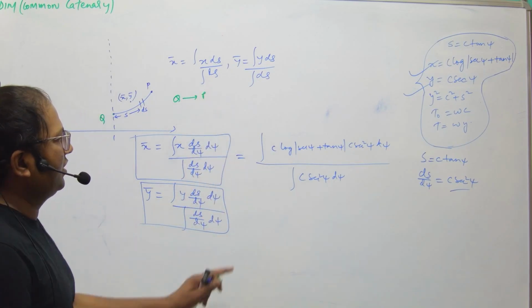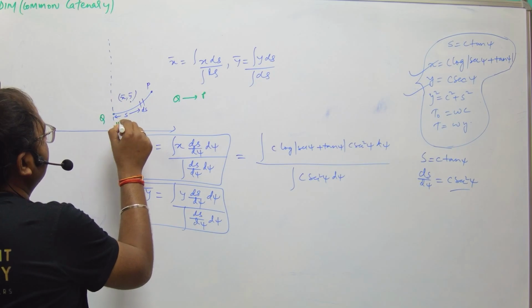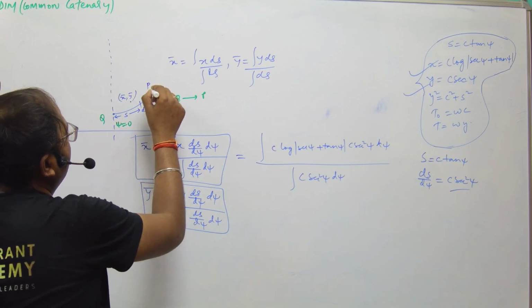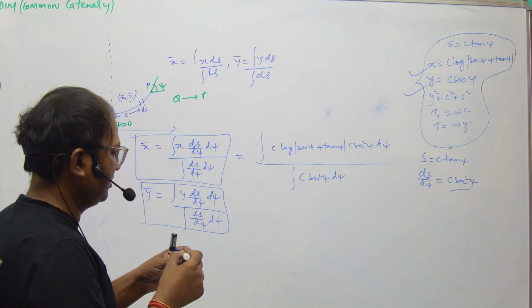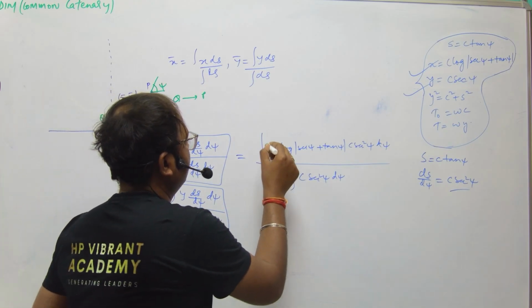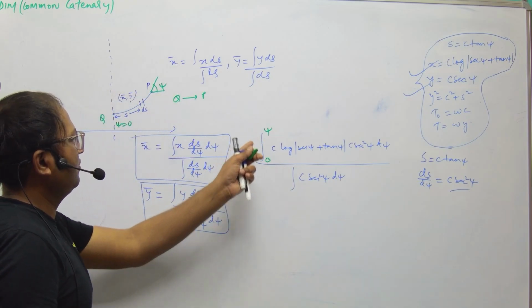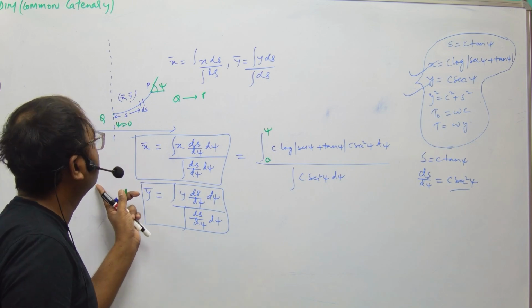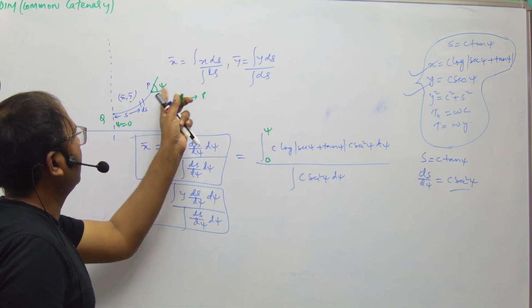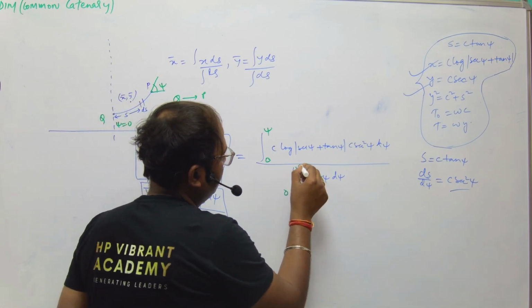Okay, and we have the differential in terms of psi. So at Q we have psi equal to 0, and at P we have psi equal to psi. So the limit is from 0 to psi. The value of psi at point Q is 0 because the slope is in the horizontal direction, and at P the value of the slope is psi. So the limit is from 0 to psi.